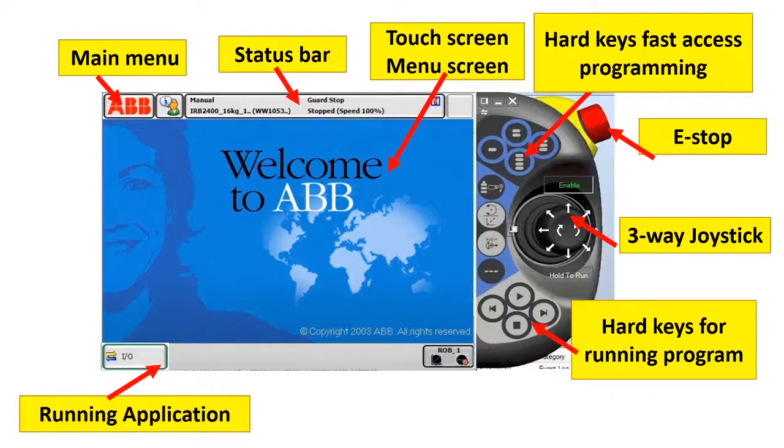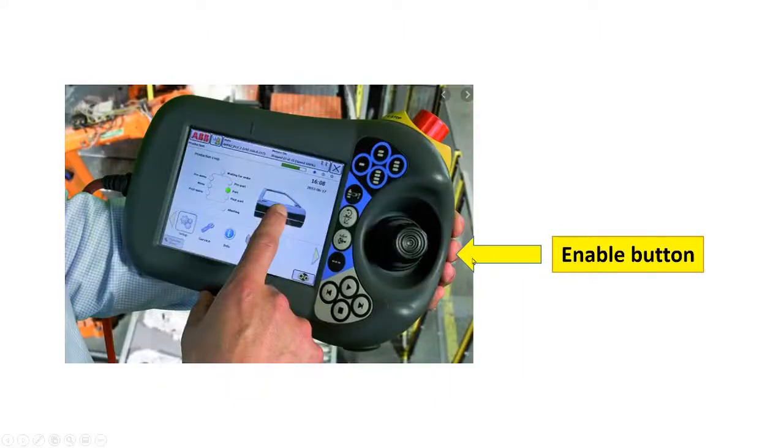You can only run up to 6 applications. After that, you cannot open any more, so you need to close one. This is the enabling button or enabling device. The enabling button is a pre-switch with 3 positions. The switch must be in the middle position in order to activate the motors.